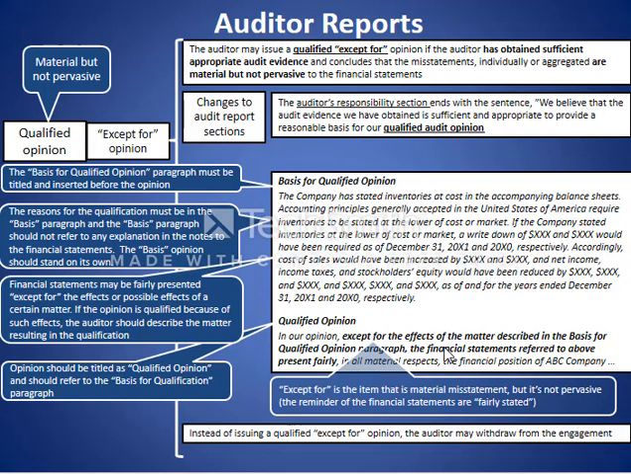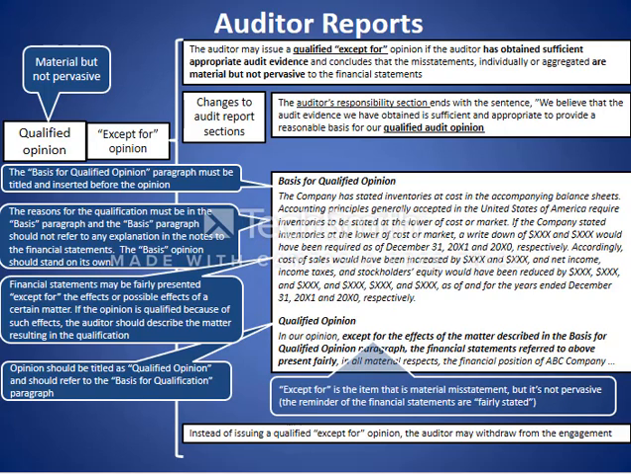Now, audit standards also allow the auditor another avenue. Instead of issuing a qualified "except for" type of opinion, the auditor may choose to withdraw from the engagement. I'm not saying the auditor should, but the audit standards say that the auditor should consider that as one of the options as opposed to issuing a qualified opinion. So that's what we mean by a qualified opinion with the "except for" clause.